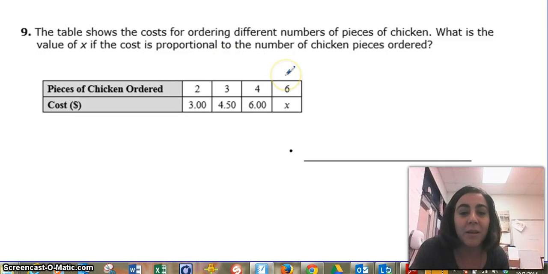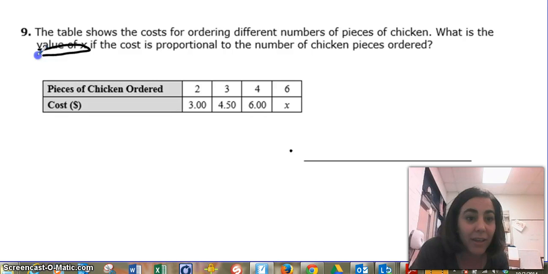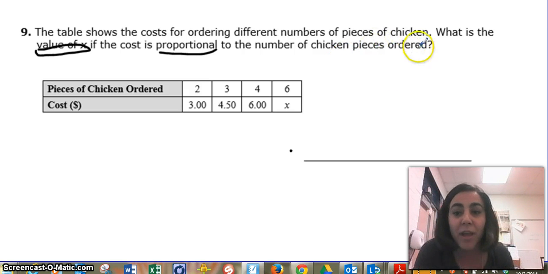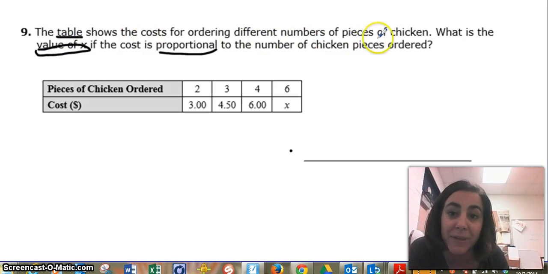Okay, sometimes it's nice when you're doing a problem to start by just reading the question. So I'm going to start here. What is the value of X if the cost is proportional to the number of chicken pieces ordered? Okay, so now I'm going to go back and it says the table. So I'm going to use my table. The table shows the cost for ordering different numbers of pieces of chicken.